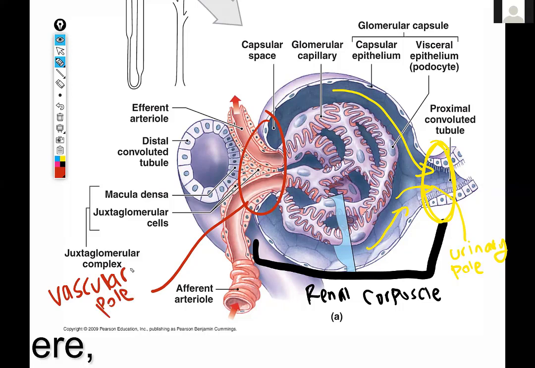pole. Now, the degree to which you can distinguish between the urinary and vascular pole on a given renal corpuscle in the microscope slides very much depends on getting a lucky slice that shows both, but you can sometimes see it. It's pretty cool when you can. So the vascular pole is the end of the renal corpuscle at which flow regulation into the glomerulus occurs. The urinary pole is affected by the vascular pole. So the extent to which the urinary pole is receiving good flow of filtrate or not is affected by what the juxtaglomerular complex is doing at the vascular pole.